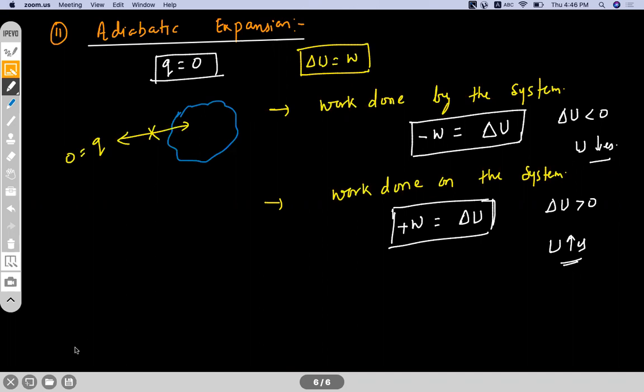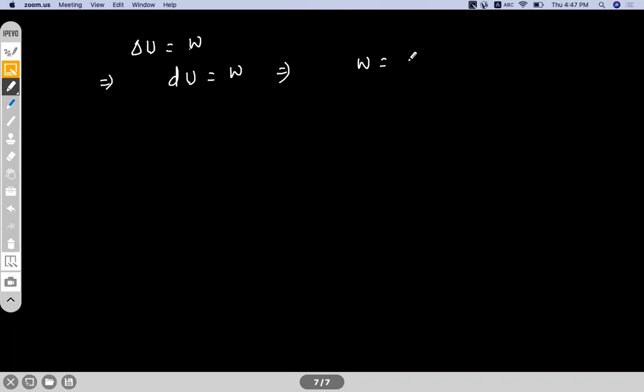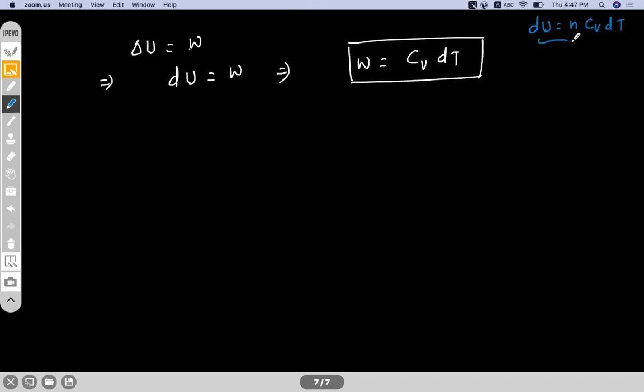Okay, fine. Now we have to understand the work done expression here. So you see, how do we do this? We have delta U equals W, which means dU equals W, which further means W equals CV delta T. If you remember the expression of dU, what is the expression of dU? We know dU equals n CV dT, applicable for all processes, whether the volume is constant or not, correct? So for one mole, we can write this expression. So what is the expression further we have? W equals CV (T2 minus T1). This is the expression of work done.